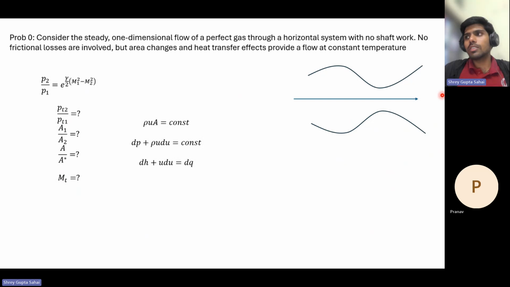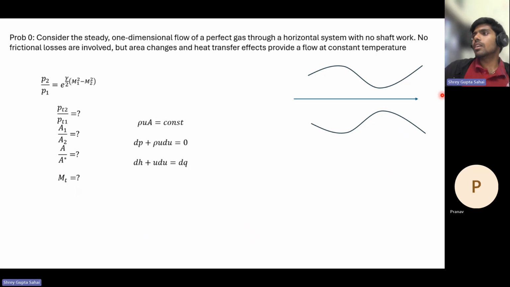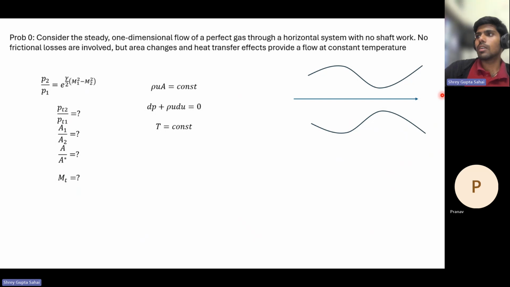Generally, we know it's adiabatic flow, so we don't consider dq. We say it's zero. This one also will be zero. And because now we know that the heat transfer, whatever the heat transfer is doing, will dictate that the temperature remains constant. Simply, instead of solving the energy equation, you will get the temperature constant condition. That is just from the problem statement.